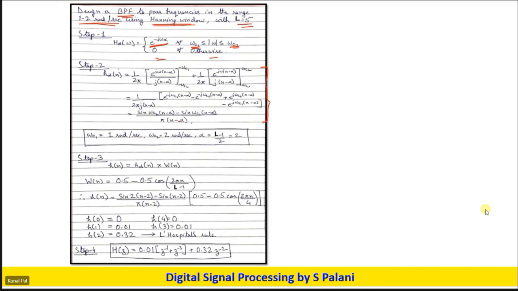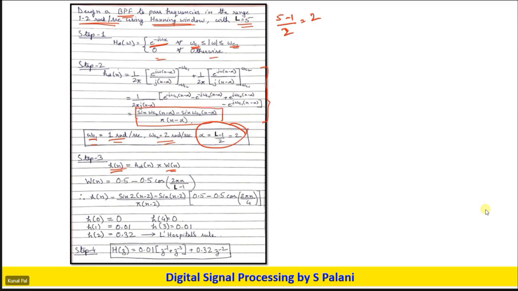So if you solve these equations, you will be getting like this. Omega c1 is 1 radian per second, omega c2 is 2 radians per second, then alpha, if L is 5, is 5 minus 1 by 2, so this is 4 by 2, which becomes 2. So alpha becomes 2, and then we have this window function in step 3. See what I have done, Hn equals Hdn into Wn. Over here only we are calculating this. So the Hdn function is this one.